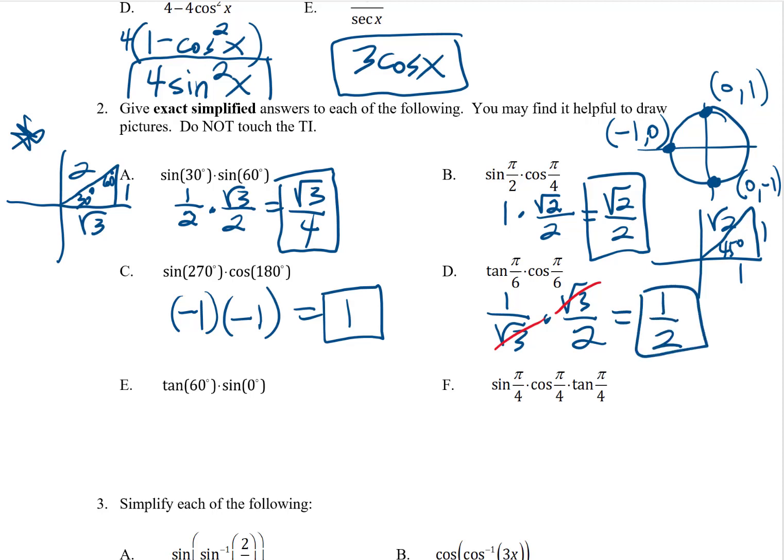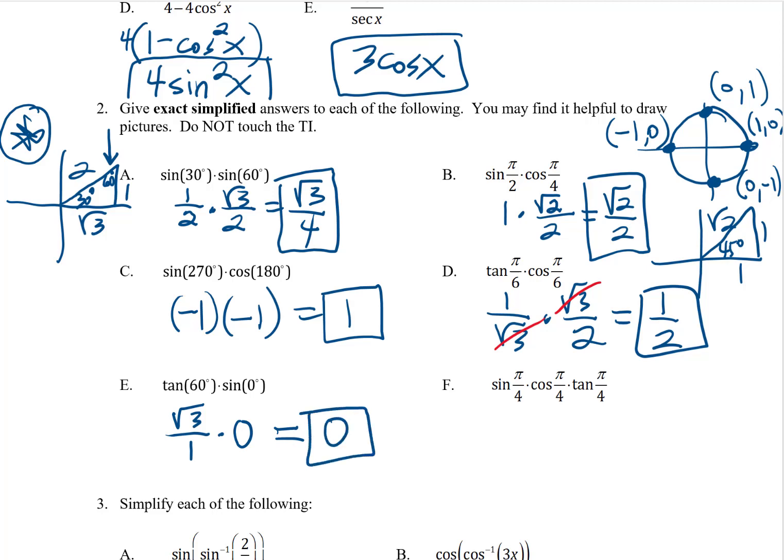Letter E, tangent of 60 degrees. I can get that off of this picture too, as long as I focus in on the 60-degree angle. Let's see, tangent is opposite over adjacent. For the 60-degree angle, that would be root 3 over 1. And then sine of 0, 0 is quadrantal. That's the final spot over here on the unit circle. This is the point 1, 0. Sine is the B. Well, this one works out pretty easy. Anything times 0 is just 0.